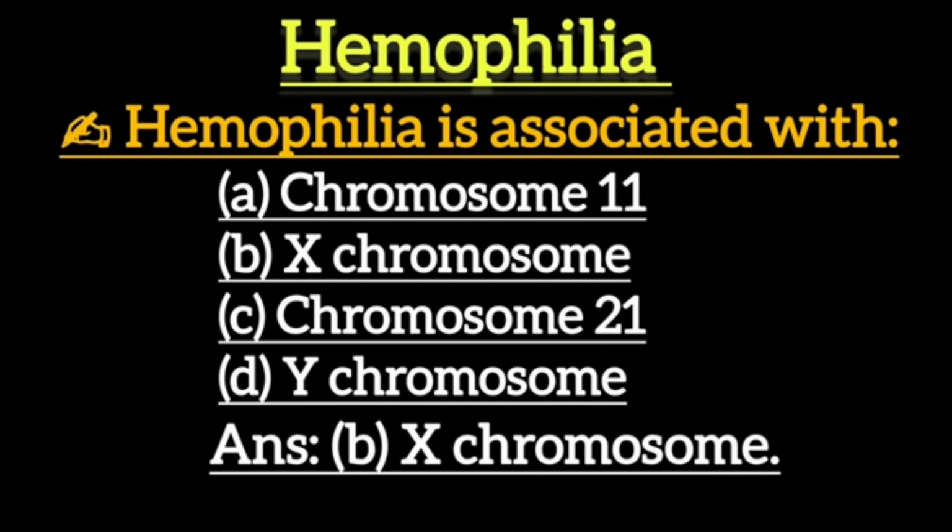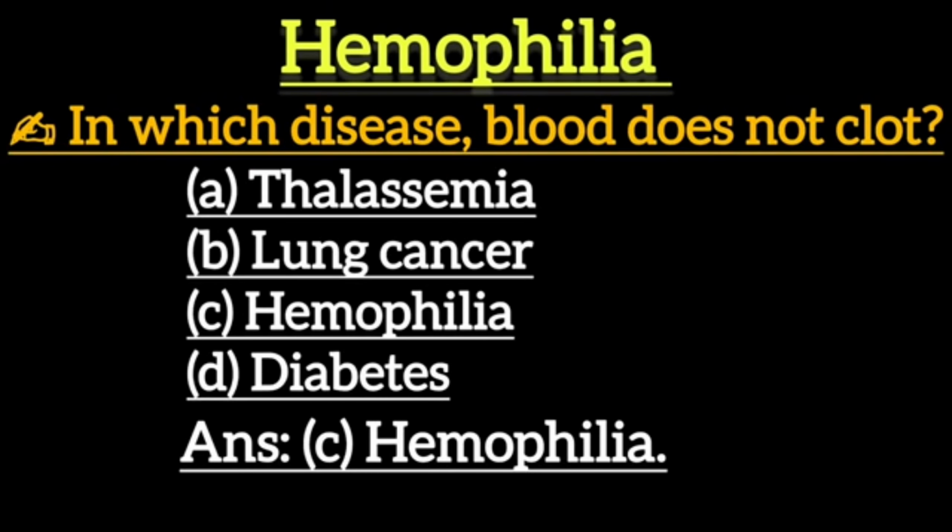First question: hemophilia is associated with option A, chromosome 11, option B, X chromosome, option C, chromosome 21, option D, Y chromosome. Correct answer is option B, X chromosome. Next one: in which disease does blood not clot? Option A, thalassemia, option B, lung cancer, option C, hemophilia, option D, diabetes. Correct answer is option C, hemophilia.